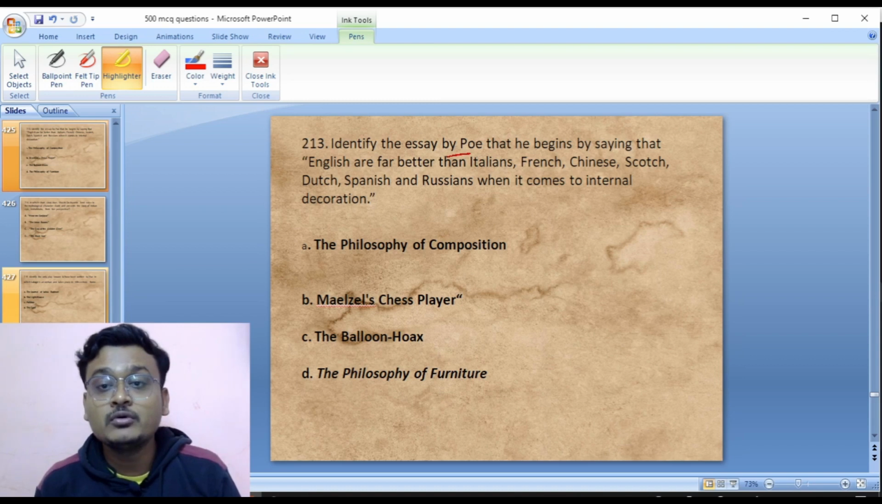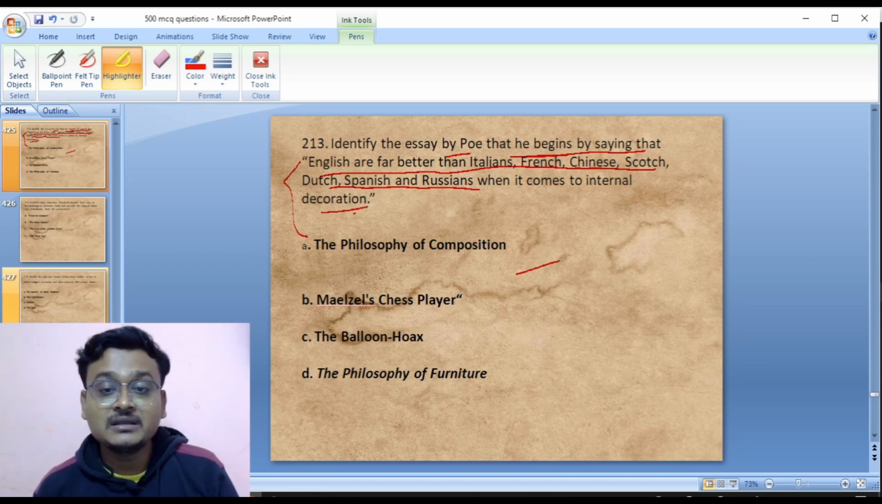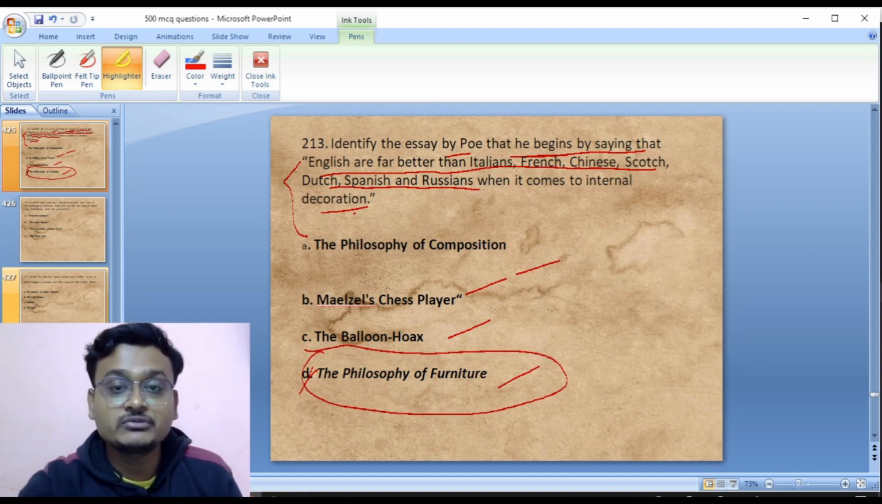Identify the essay by Poe in which he begins by saying that the English are far better than Italians, French, Chinese, Scotch, Dutch, Spanish, Russians when it comes to internal decoration. The Philosophy of Composition, Maelzel's Chess-Player, The Balloon-Hoax, The Philosophy of Furniture. So it is The Philosophy of Furniture. In that essay, he has said this, The Philosophy of Furniture.